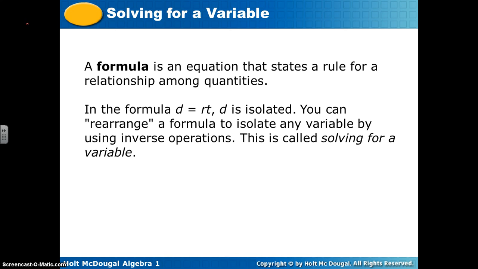But real quick, we want to make sure you understand that a formula is an equation that states a rule for a relationship among quantities. So in the formula D equals RT, D is isolated. You can rearrange a formula to isolate any variable by using inverse operations. This is called solving for a variable. You're using the same things you've been doing, except now we have more than one variable and we want to isolate a different variable.